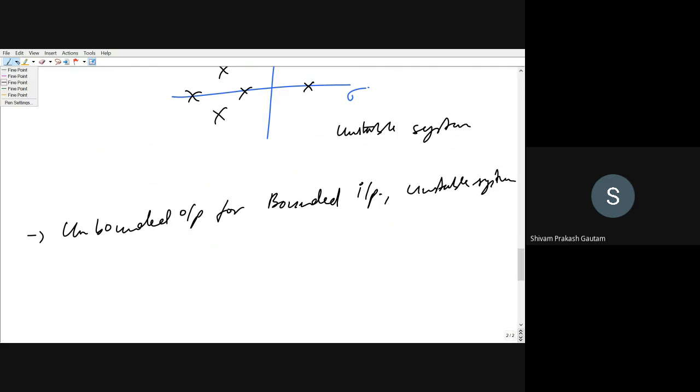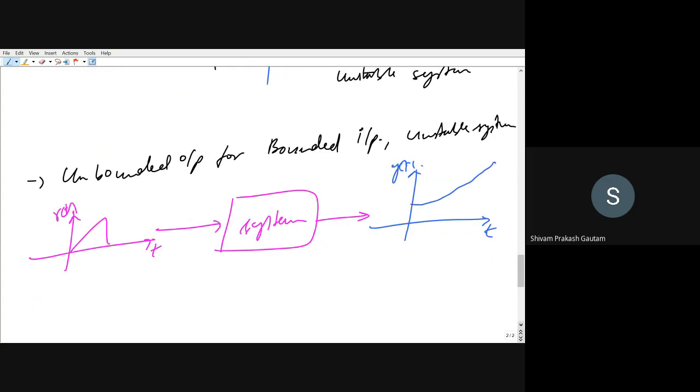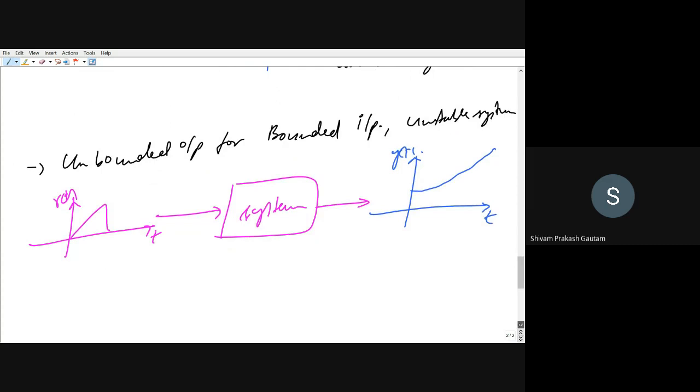Again, let us suppose we have a system, and we are providing an input and getting an output. Let us suppose we are providing a bounded input, and in response to this bounded input we are getting an unbounded response. Unbounded response means at t equal to infinity, the function is not zero and it is always increasing. So this type of response is an unbounded response, right? Then in this case we can say that the system is an unstable system.